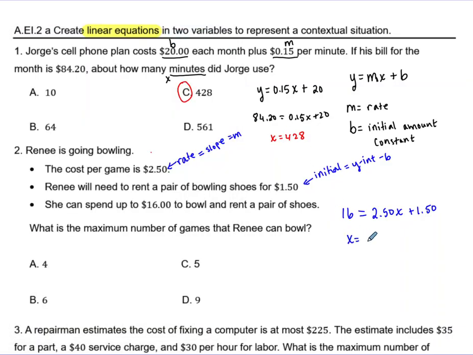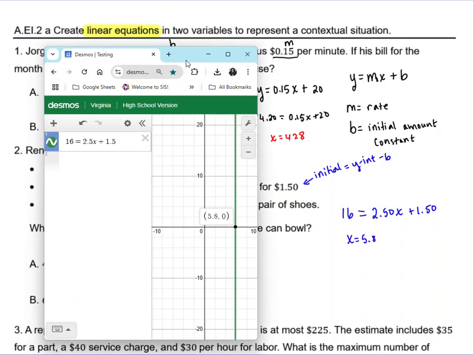So it looks like she can bowl up to 5.8, but we can't really have 0.8 games. It has to be a whole number. So she can bowl up to 5 games, because 6 games would be too much.